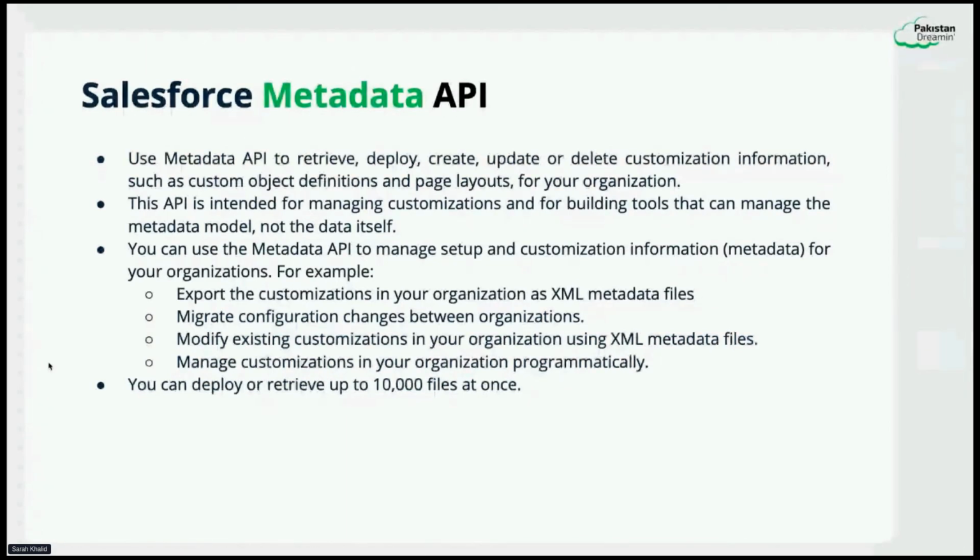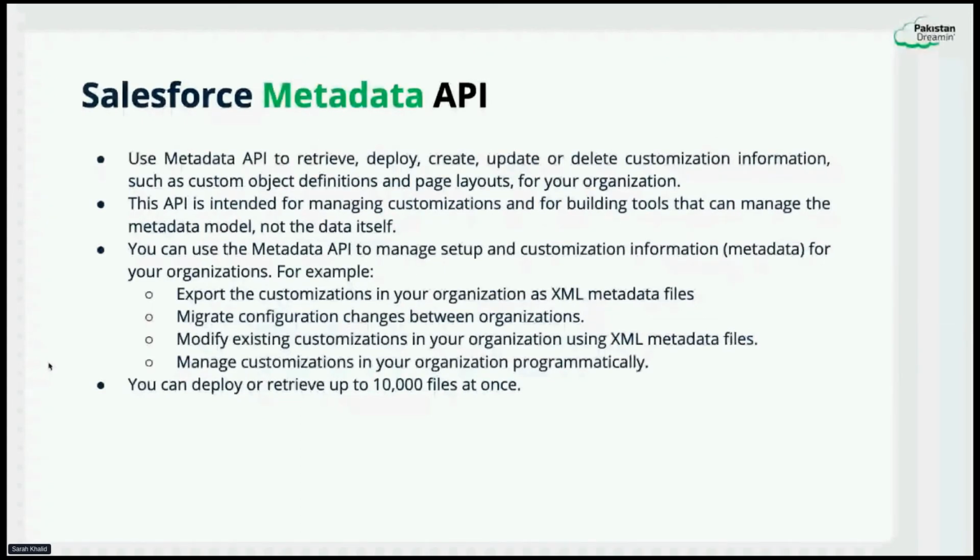So you can use the Metadata API to manage setup and customization information. Some examples could be if you want to export the customizations in your org as an XML metadata file, or if you want to migrate configuration changes between orgs. Even when you're doing deployments, like change sets, you're interacting with the Metadata API. If you want to modify existing customizations in your org, or manage customizations in your org programmatically, you'll be making use of the Metadata API on the back end. With the Metadata API, you can deploy or retrieve up to 10,000 files at one time.